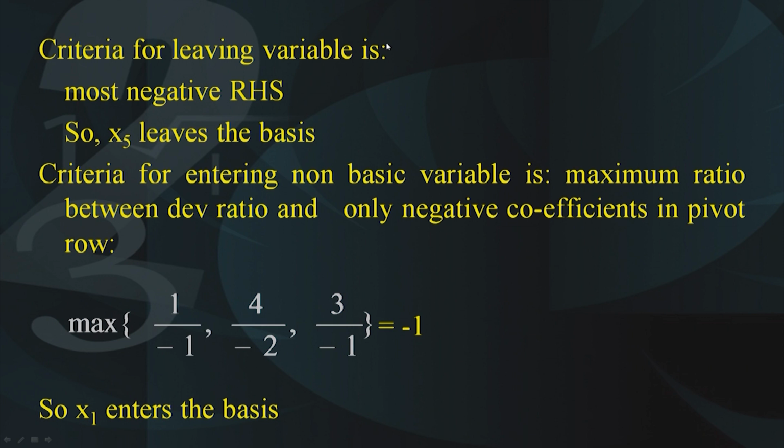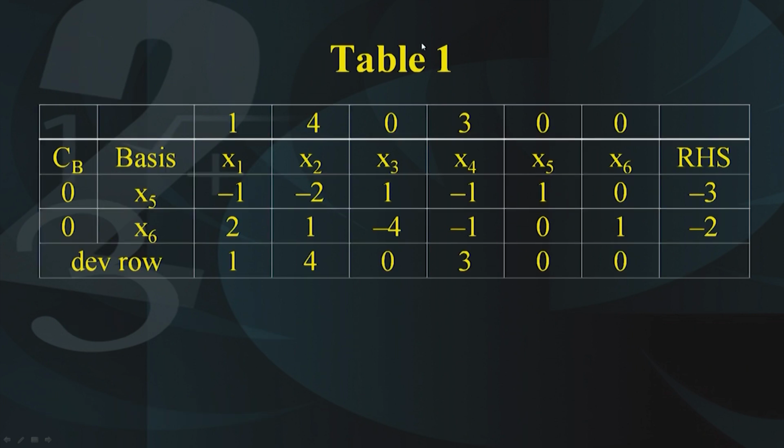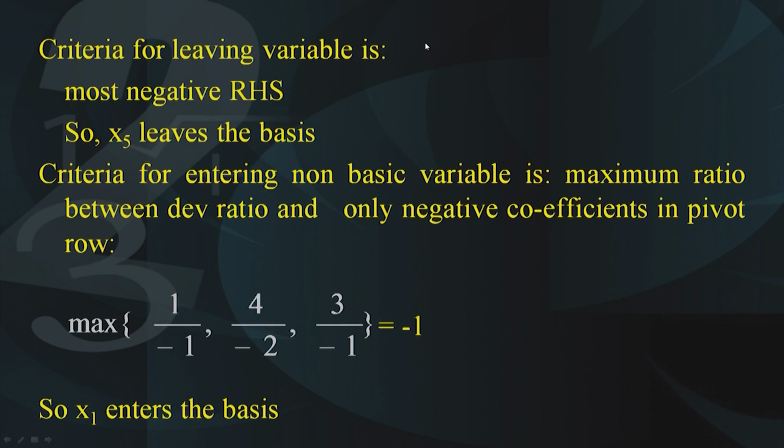So, what is the criterion for the leaving variable? The criterion is the most negative right hand side. If you look at the right hand side, what were the two entries? Let us go back. Yes, minus 3 and minus 2. The most negative is minus 3. Therefore, the variable corresponding to minus 3 should leave, that is x5. So, x5 leaves the basis, that is the first step that has to be taken.